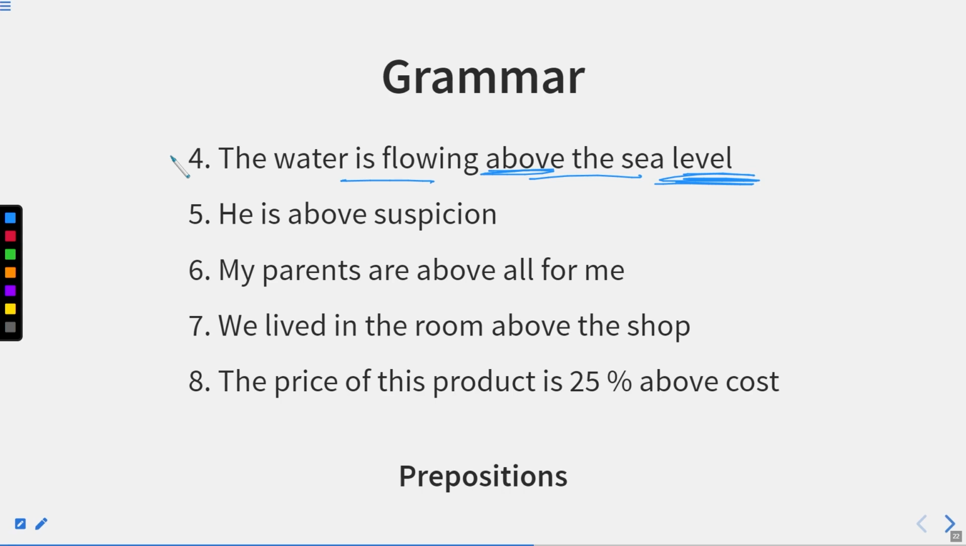We lived in the room above the shop. It means the shop is here, and just above the shop, whichever room is over there, we used to live over there. So it is physically above the shop. The price of this product is 25% above cost, as I told you. So this is how we can use the preposition above.